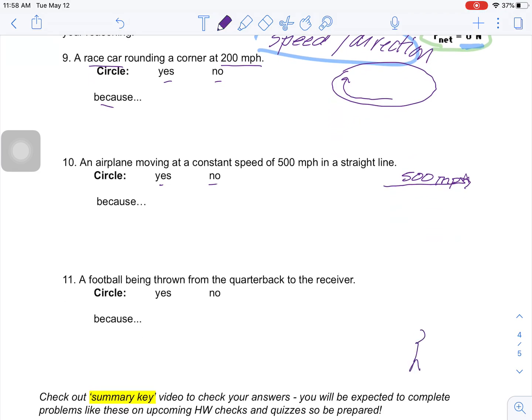And finally, the last one here, a football being thrown from the quarterback to the receiver. So the football is going to go something like this, from the hands of the quarterback through the air, caught by the receiver. Okay? So again, a yes or no, and your reasoning, keeping those keywords in mind, speed and direction.